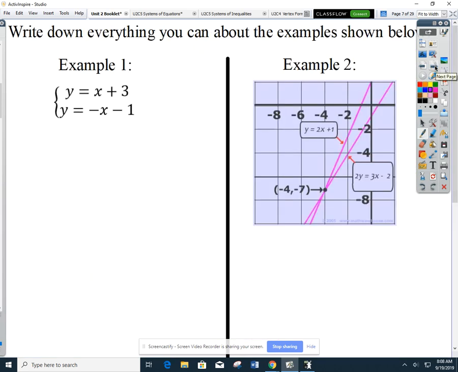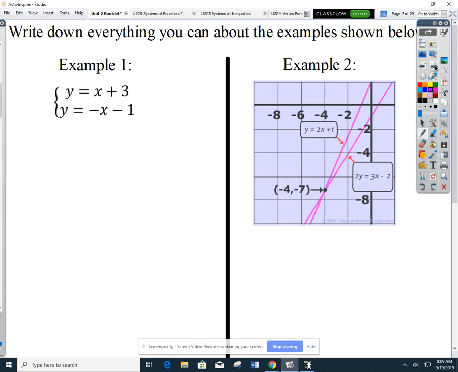So on this page, I actually just want you to take a look at this. It says write down everything you can about the examples shown below. Now, in a perfect world, you would write down everything you can quietly, not talking to anybody, and then as a class, we would take time to share this up at the board. But since this is a video, I can't do that.